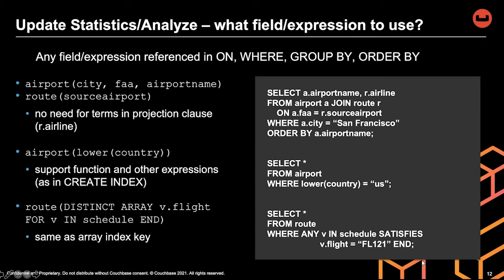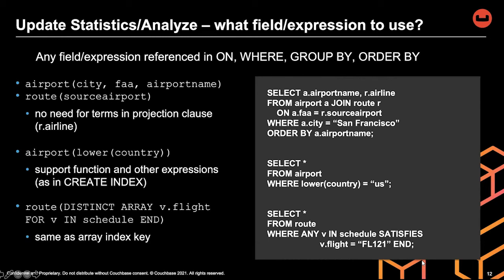The second example here is a simple query. We're just selecting from airport, but the where clause has lower of country equal US. So there is a function applied to a field, lower of country. When you create an index for this query, you include an index key that has what we call a functional index. So the index key will be lower of country. And very similarly, for the update statistics command, you'll also include lower of country. Again, very similar to create index, the update statistics command allows functions and other expressions to be specified as terms.